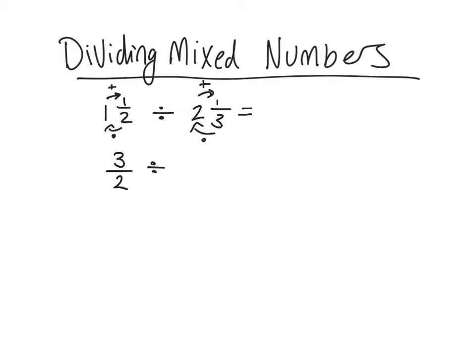We're not taking the reciprocal yet. We are simply changing them into fraction form. So 3 times 2 is 6, plus 1 is 7, 7/3. Now we can take that reciprocal.